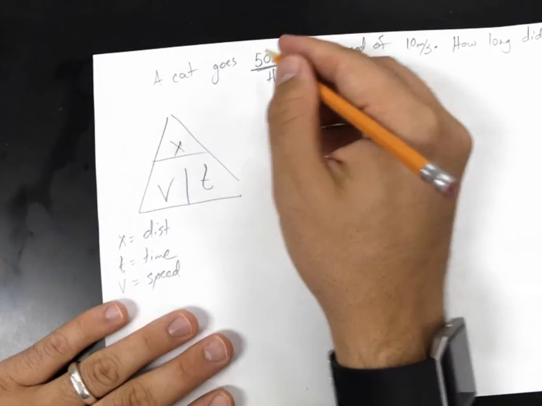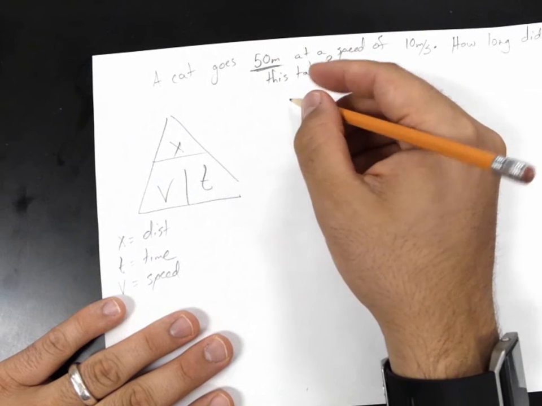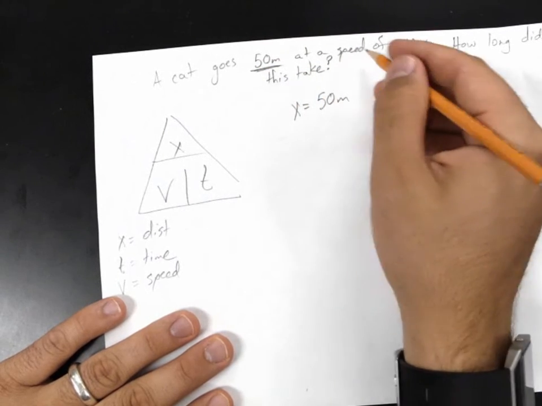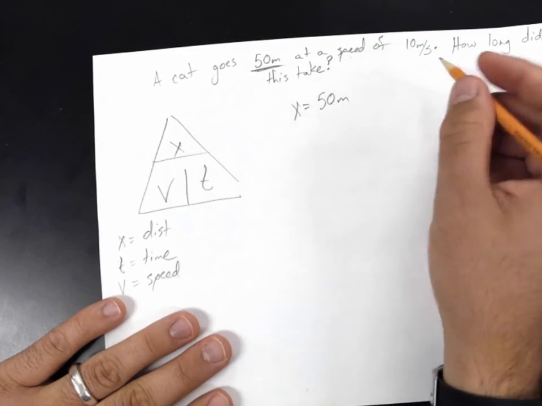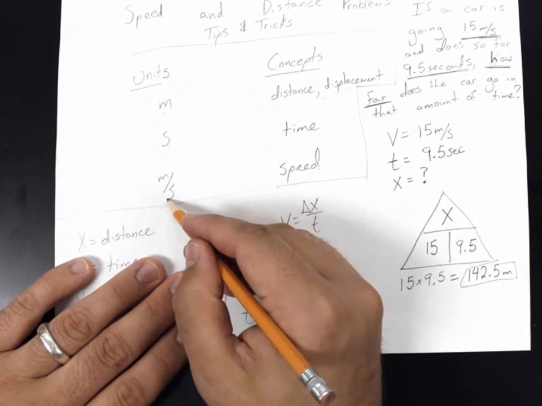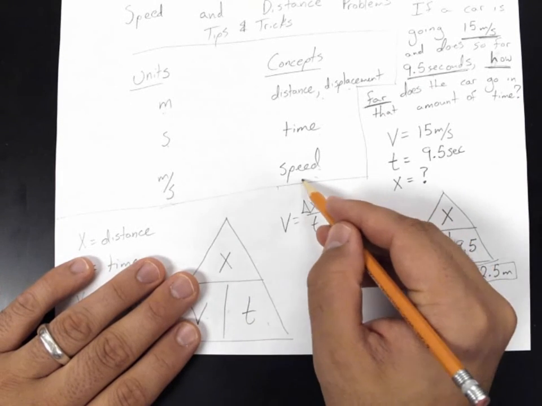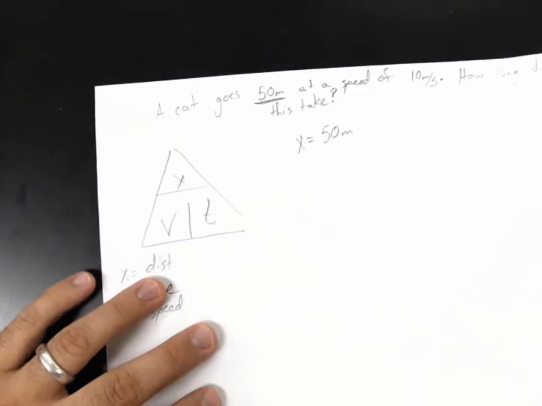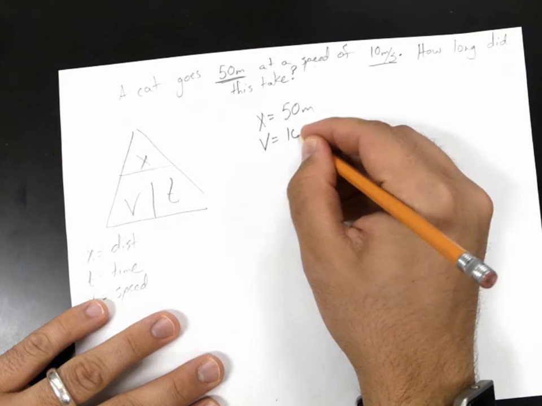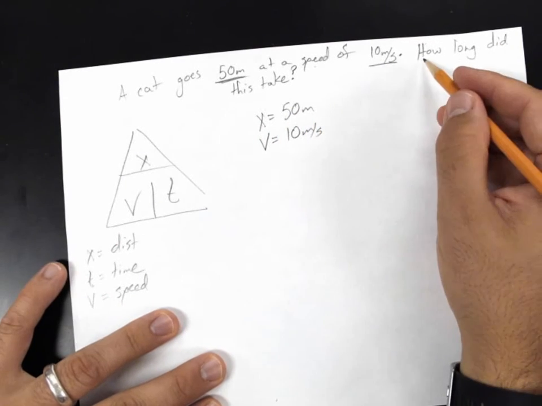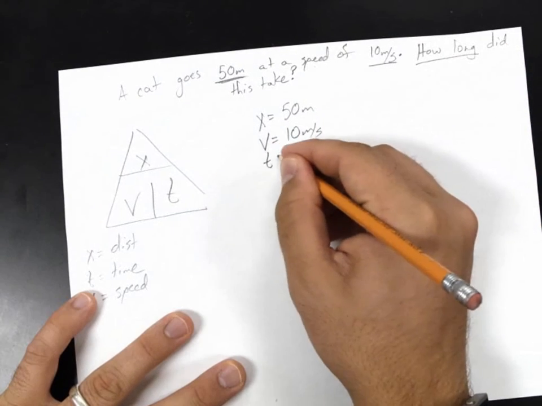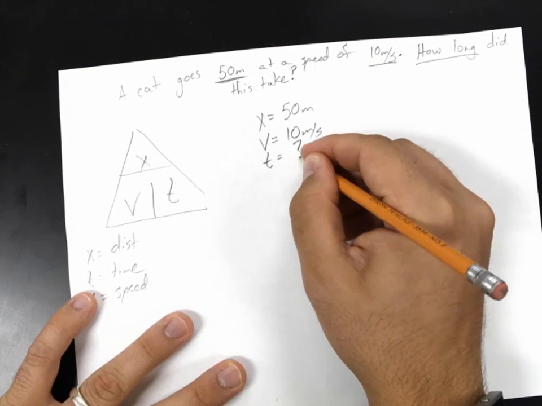So once again, we look at this 50 meters. 50 meters is a measure of distance. So X equals 50 meters. Neat. Next it says speed of 10 meters per second. Meters per second is a measure of speed. So V is 10 meters per second. Then we look at our question word. How long? How long implies some sort of passage of time. So this is our question mark.